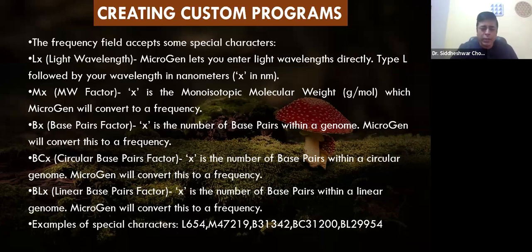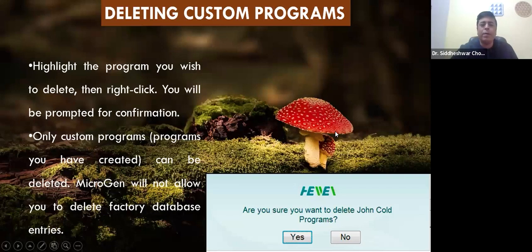Simple example is you can see the last line of the slide, capital L 654. So in this case, 654 is your nanometer. 654 nanometer, you want to convert it to the frequency. Similarly, the very next is capital M 47219, where 47219 is your molecular weight, okay, in gram per mole, and other things also. The same thing continues for other codes. So this is quite configurable.